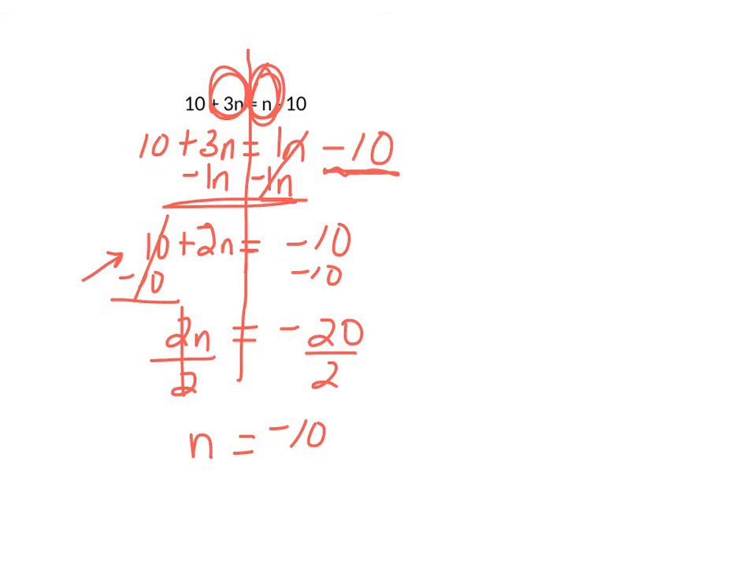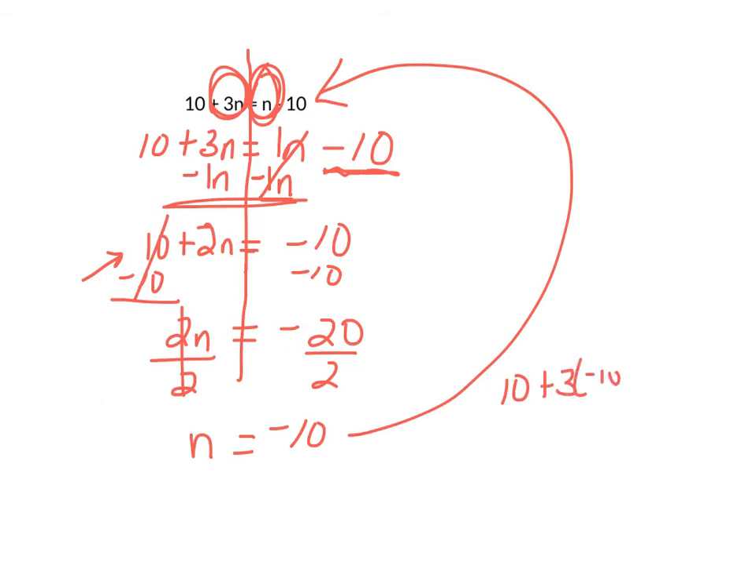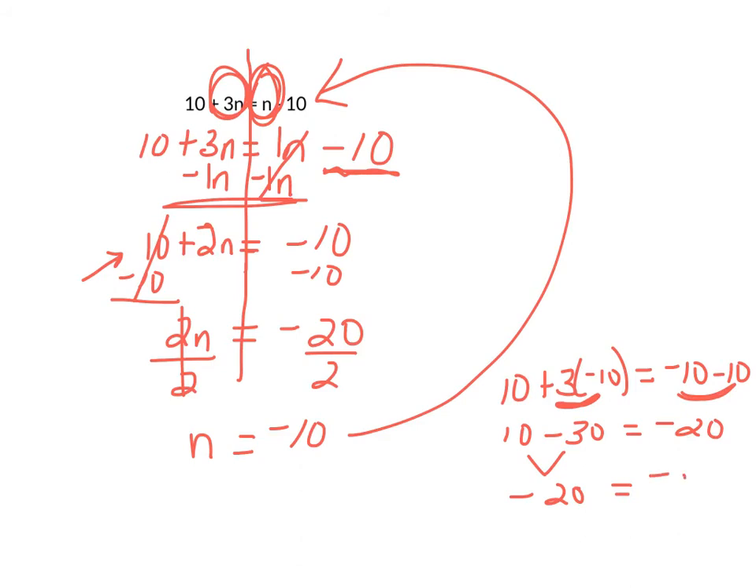If you want to check your answer, you can go back up to the original equation and put in -10 anywhere that you see an n. So if we have 10 plus 3 times -10, that has to equal -10 minus 10. So let's do the multiplication here first. 10 minus 30 equals, and then on this side, let's just subtract. If you're at -10 and you go backwards 10 more, you're at -20. Now we have the subtraction to do on the left-hand side. 10 minus 30 gives me -20. And I can see that I have -20 equaling -20, so I have done that correctly.